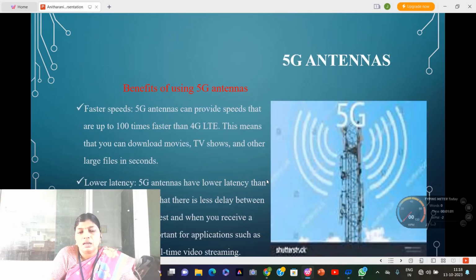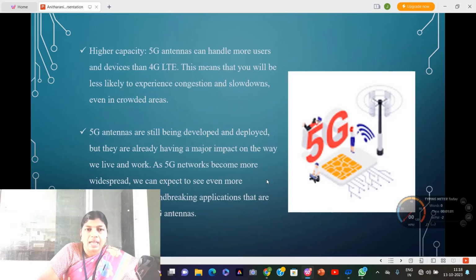So 5G antennas nowadays offer faster speed and lower latency. 5G antennas will be 100 times faster than 4G LTE. And with lower latency levels, there will be many applications, such as online gaming and real-time video streaming. So a lot of applications are moving there. With higher capacity, 5G antennas are still being developed and deployed in a major variety of areas. As 5G networks become more widespread, we are expecting to see innovative and groundbreaking applications that are possible with 5G antennas.